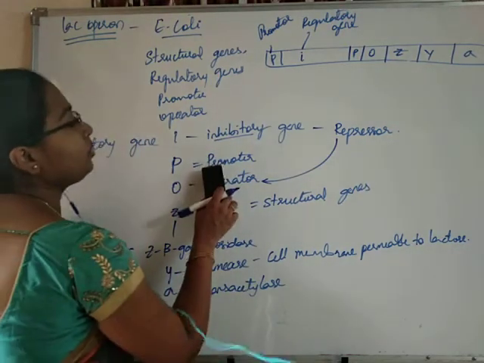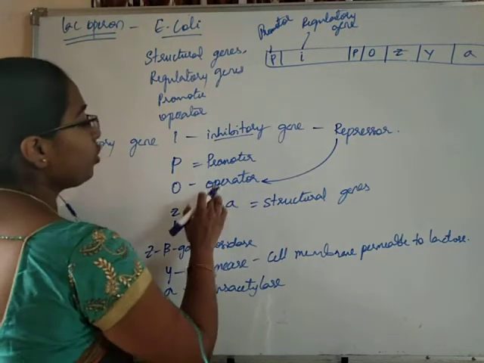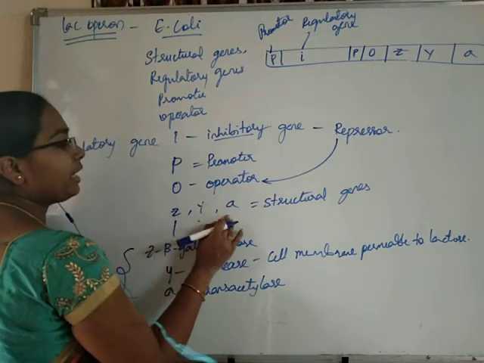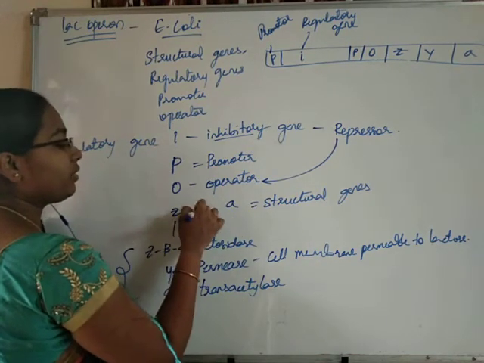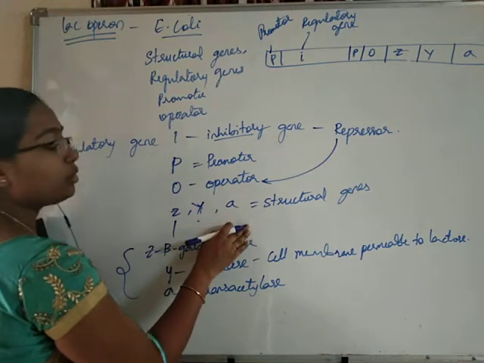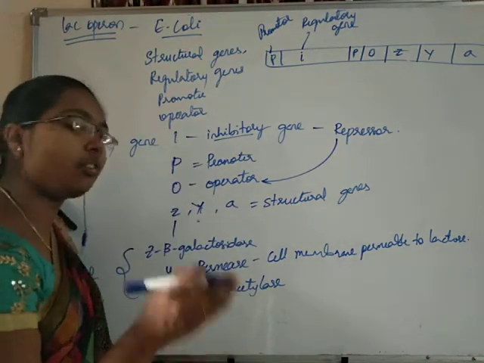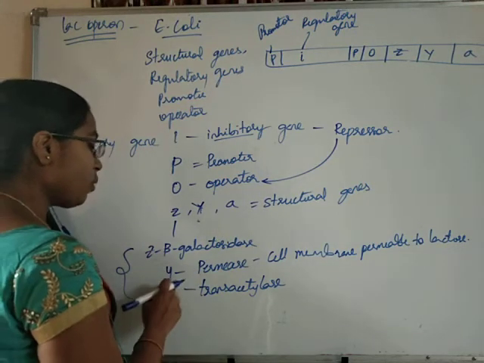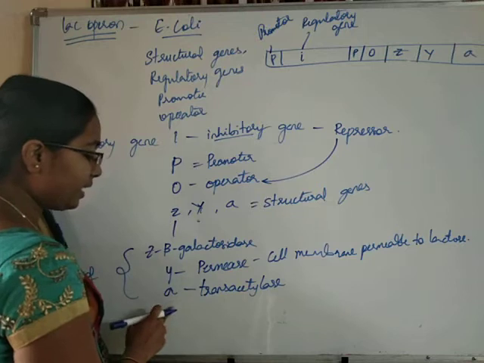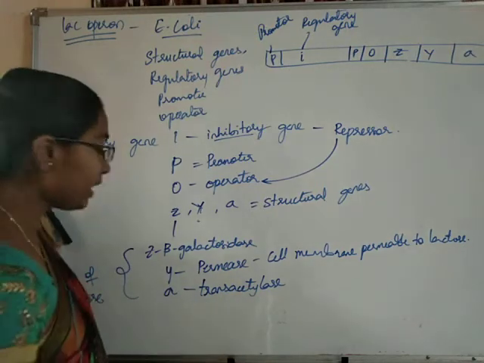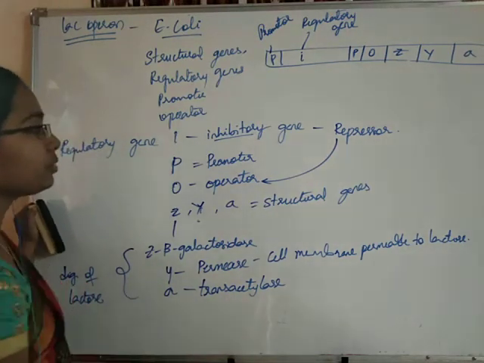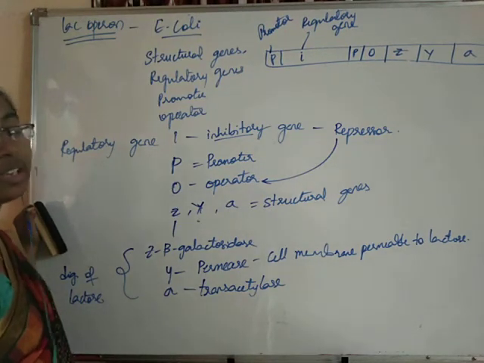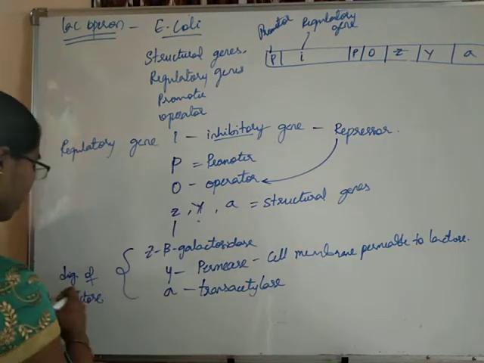P is the promoter to which RNA polymerase will be binding. O is the operator to which regulatory proteins will bind. Z, Y, A are the structural genes which are producing the enzymes important for digestion of lactose. Z is producing beta galactosidase, Y is producing permease, A is producing transacetylase. These three enzymes are produced by the three different structural genes.